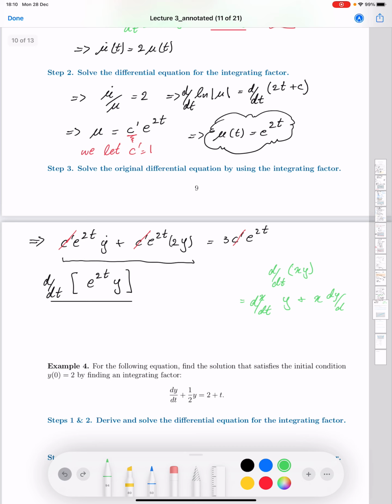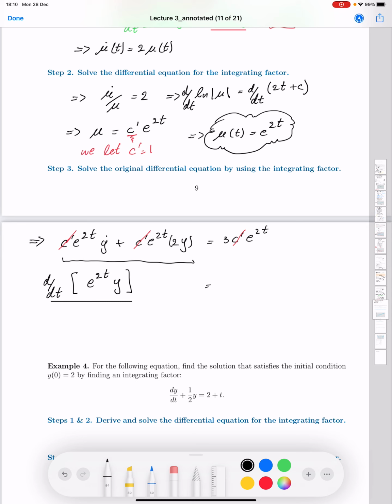So we don't need that. I suppose you all are familiar with these from calculus. So getting back to where we left, the left hand side will be this, and the right hand side will be equal to 3 times e to the power of 2t.